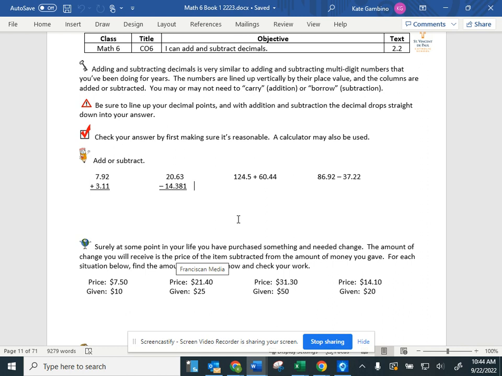Check your answer by first making sure it's reasonable. If I'm looking at 7.92 plus 3.11, is a 4 in my ones place a reasonable answer? Is a 4 in the ones place? 7 plus 3. It's addition. So you have to always look back. I said 4 in the ones place, that would be subtracting.